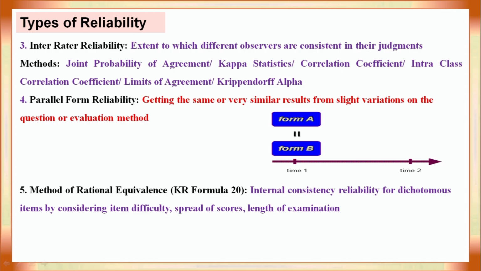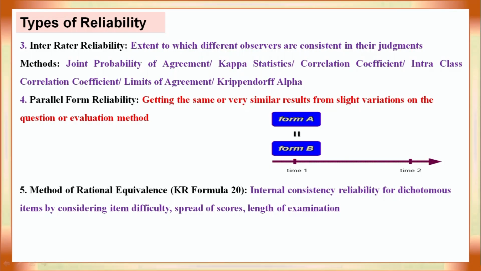Maybe I am using a particular scale and trying to judge a particular student: how honest he is, how sincere he is. Now, another teacher is also using the same instrument, judging the same parameter. If we are using the same instrument and our findings or observations are almost similar, then we can tell that the inter-rater reliability is much higher.